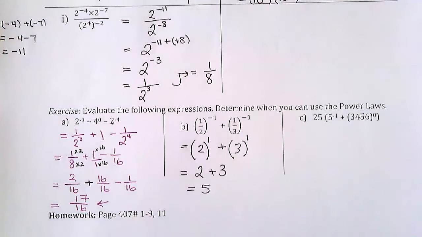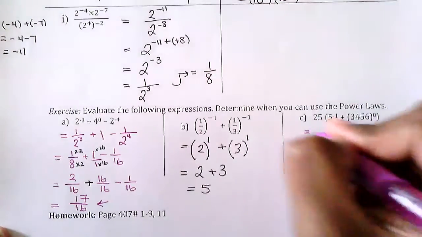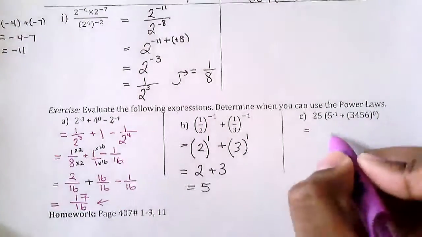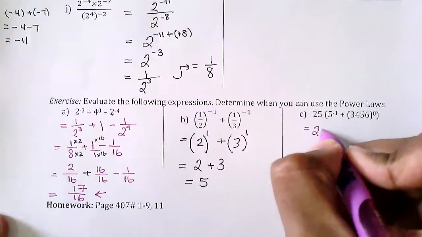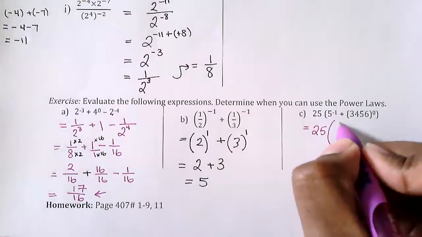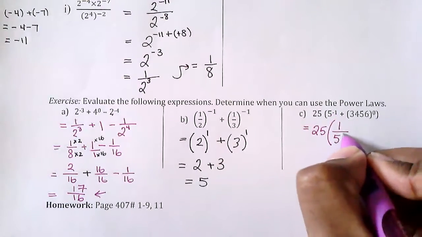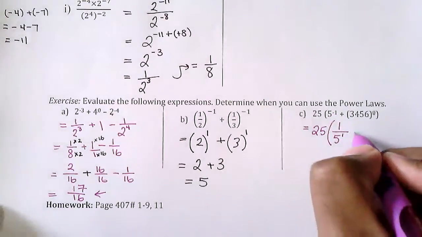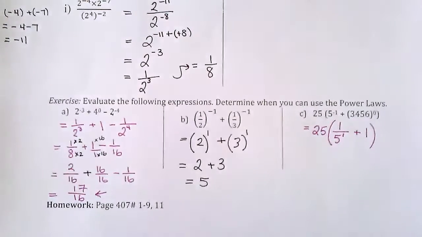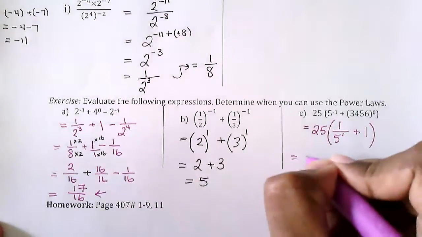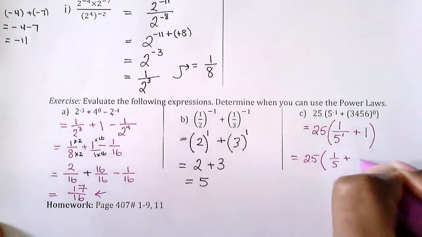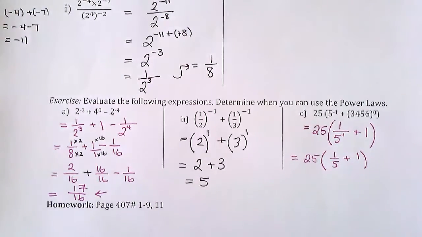Let's take a look at this last question. So here I see some negative exponents. I see 0 exponents. So let me use some of those definitions. I'm going to copy the 25 because I'm not doing anything to that right now. 5 to the negative 1 is the same thing as 1 over 5 to the 1, plus anything to the power of 0 is just 1. So I have 25, 1 over 5 plus 1 as my simplified version.